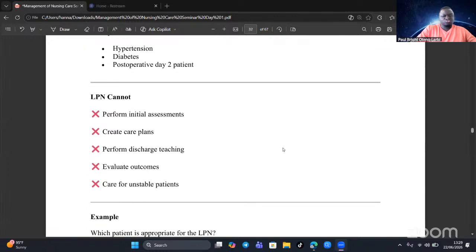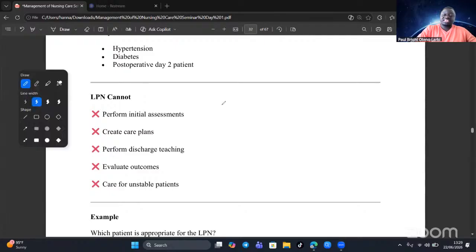What LPN cannot do, they cannot perform initial assessments. They cannot create care plans. LPN review? No, they are not supposed to even review care plans. Perform discharge teachings. They are not supposed to evaluate outcomes. They are not supposed to care for unstable patients.